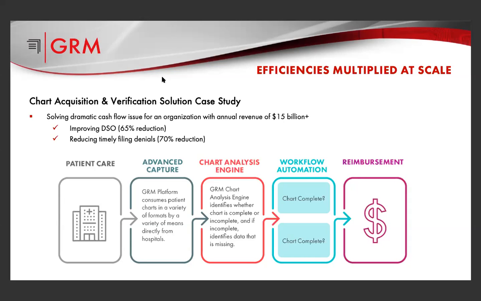Our implementation of the digital workplace allowed them to reduce their time to obtain a complete patient chart across these three lines of business from, on average, 21 days to, on average, 7 days. This yielded massive operational benefits that we see here. So we've solved a dramatic cash flow issue for this organization, whose revenues amassed more than $15 billion a year. We improved their day sales outstanding by 65% and reduced their timely filing denials by 70%.